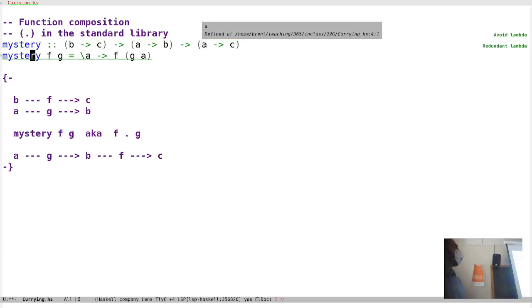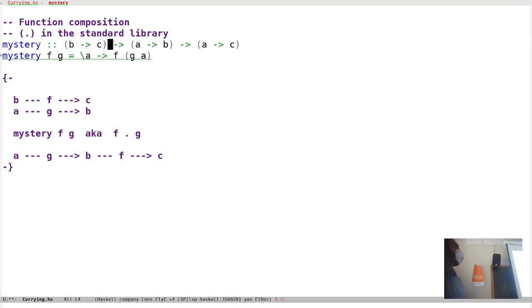So then when I'm defining it, I say mystery F G equals, right? These F and G are the first two arguments of the function. And so I know that F matches up with this part, G matches up with this part, and then the output, the thing on the right of the equals, has to have this type. I'm still not confident that I'm answering your question.